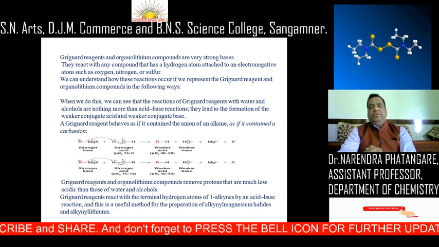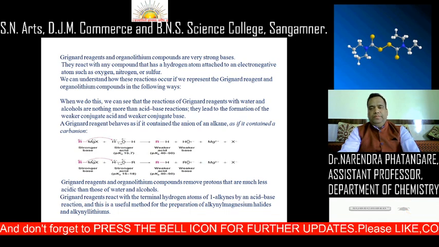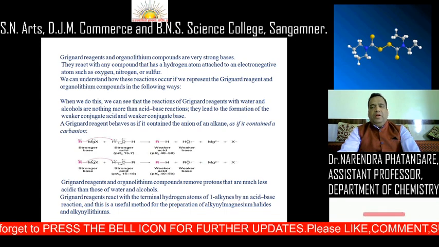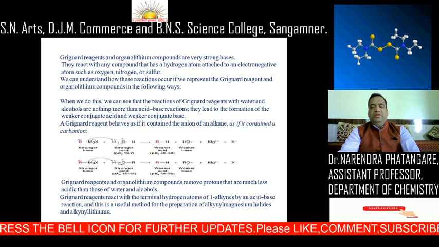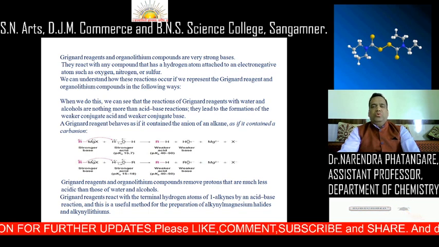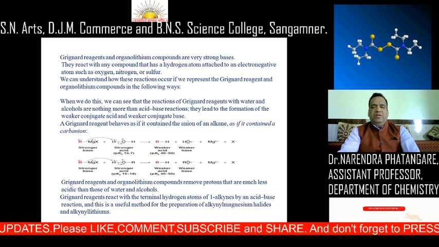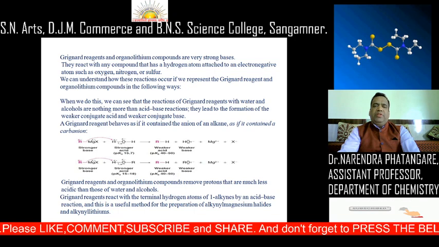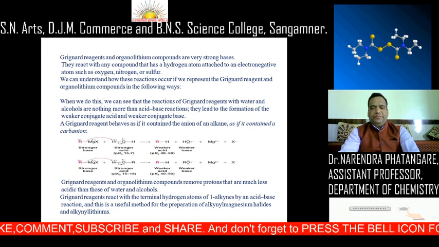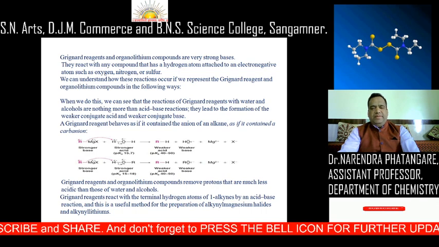This RMgX abstracts the proton from the H2O and dissociates out as MgOHX in the solution media. But in the second case, when these Grignard reagents react with alcohol, the same role of the Grignard reagent is performed.